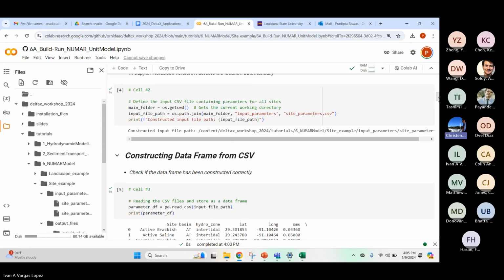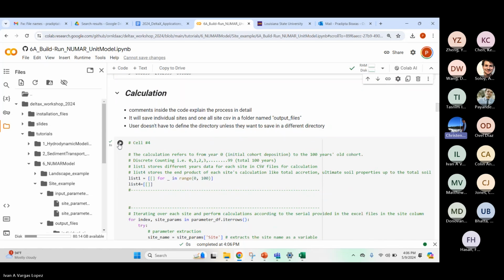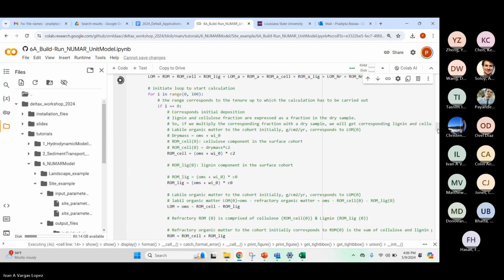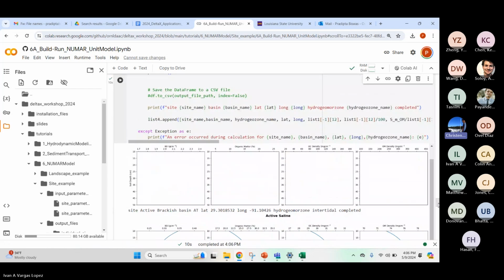You have to change only the site parameters here in cell 2. So rename the CSV. I renamed it with an underscore and new. I'm adding that. So I'm running it again. It constructed the file path. It read the data frame after running the next cell. Then you have to hit run again for the other cells. So you just go down to see your new graphs.